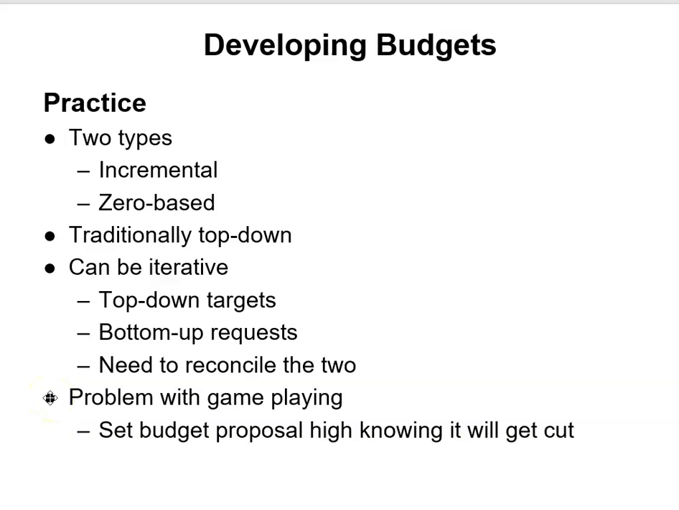People can play games with budgets. This is a big issue with managers, which is why top-down budgets are sometimes done, because people don't like the game playing. But in the case of a bottom-up budget, where people are saying, here's how much money I need, they start out high knowing that their budget's going to get cut.